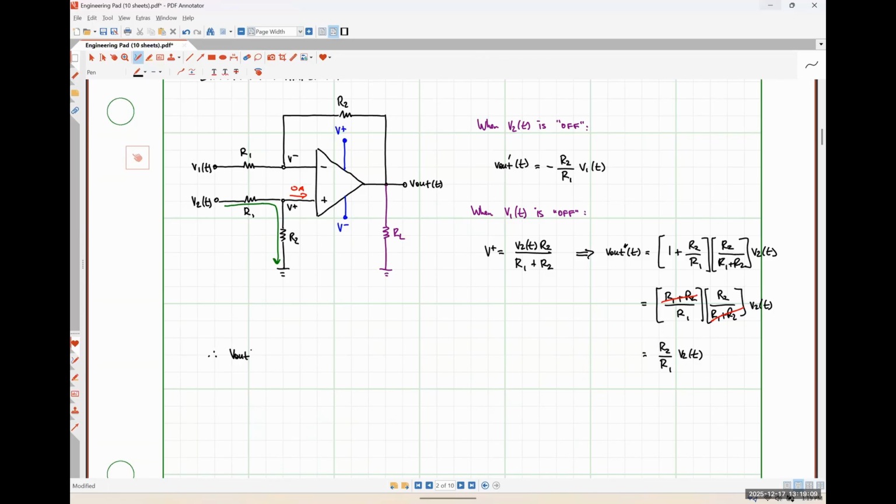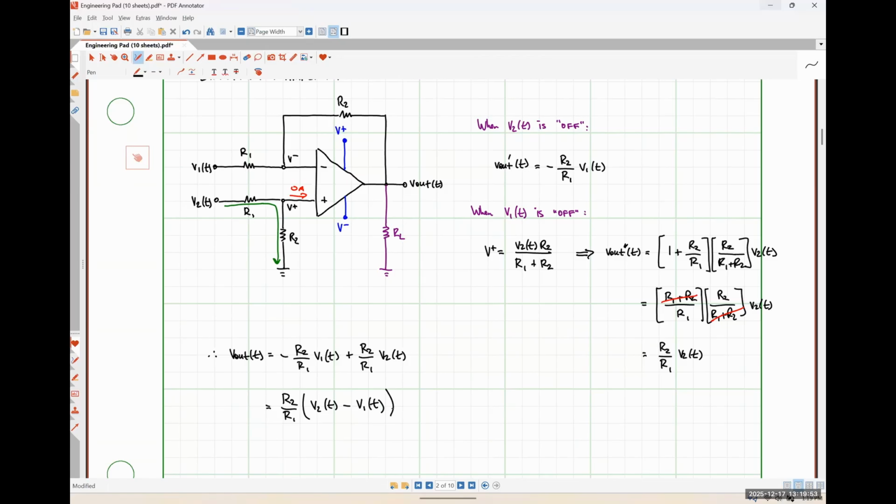We can say that V out as a function of time is going to be our output signal negative R2 over R1 times V1 plus our output signal when V1 is off, which was R2 over R1 times V2. And I'm just going to algebraically rearrange this by pulling out that common factor of R2 over R1. And I'm going to put the V2 on this side, which has a plus sign, and I'm going to put the V1 on this side, which has the minus sign.